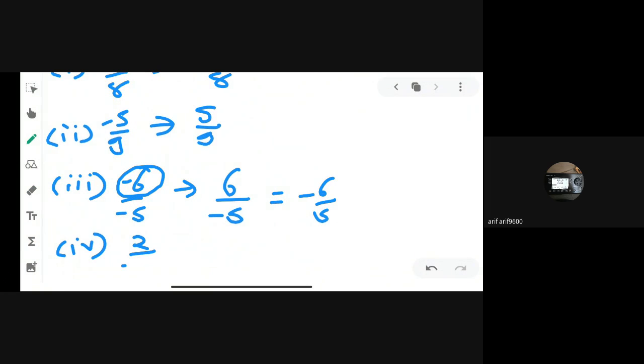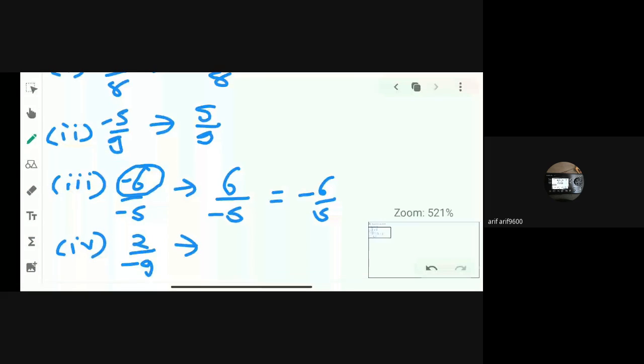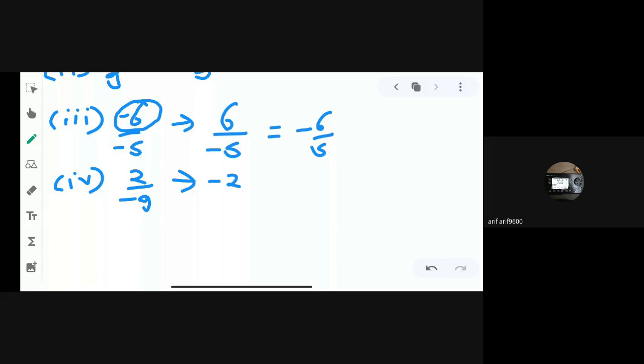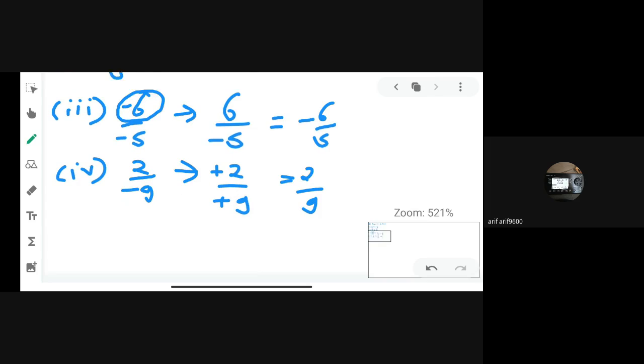2 upon minus 9. So we know that we have to change the sign of the numerator. So minus 2 upon minus 9, minus by minus is plus. So what is the answer? 2 upon 9.